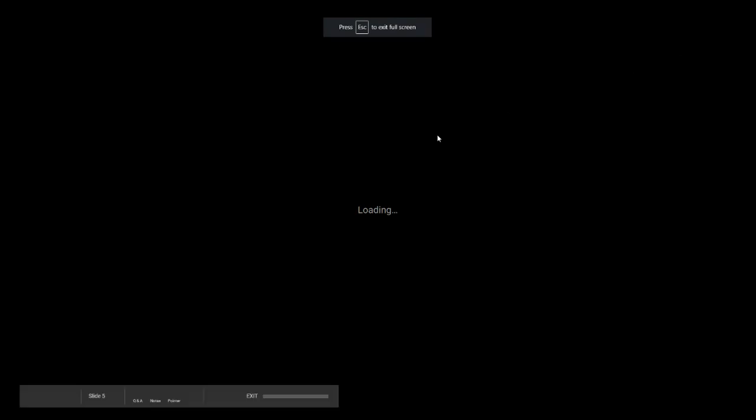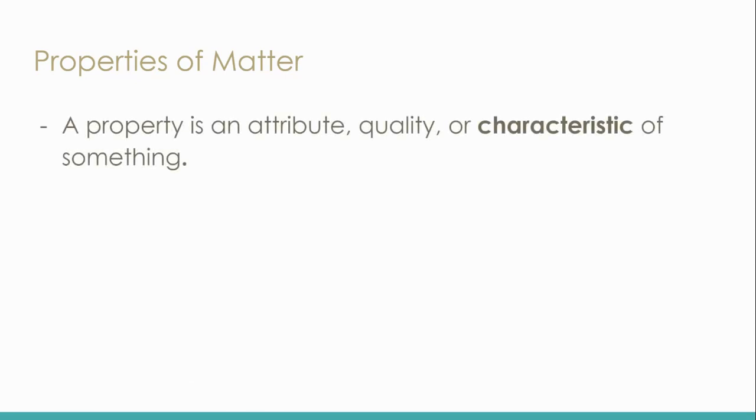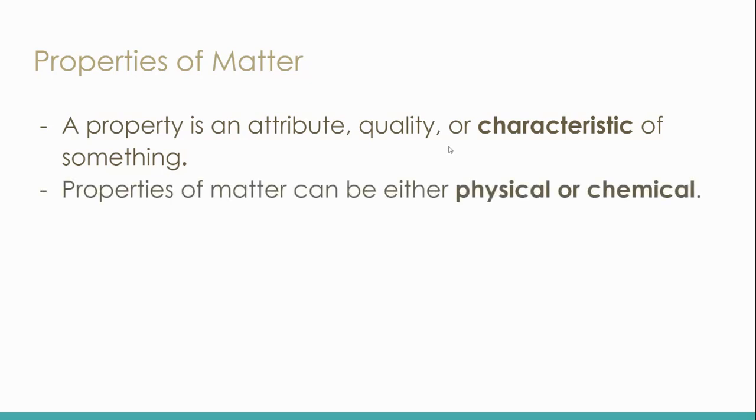Okay, turning the page. Properties of matter. A property is an attribute, quality, or characteristic of something. And properties of matter can be either physical or chemical. Okay?